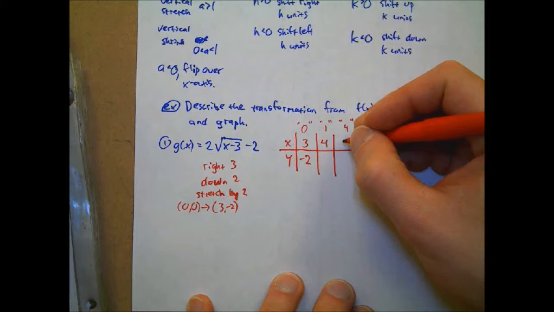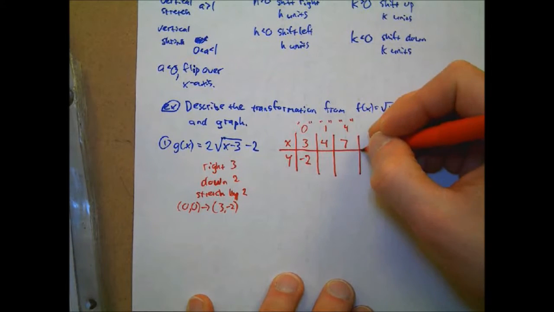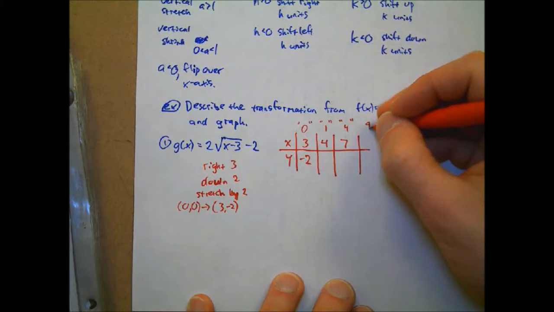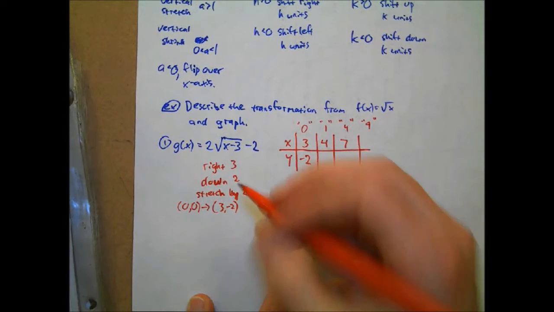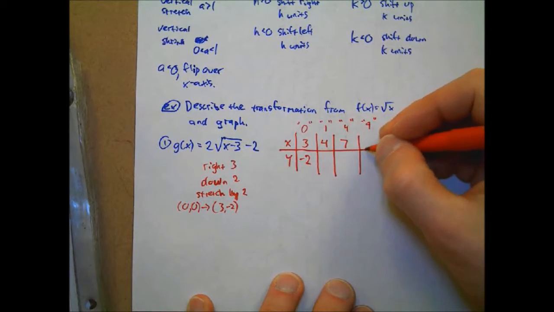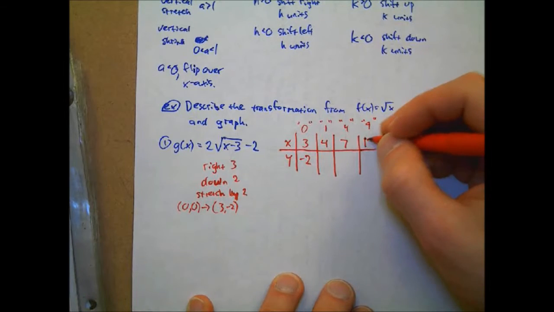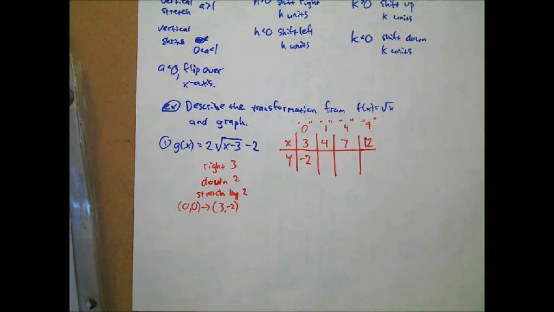7, right. Okay, and we'll do one more here just to finish it off. What about that 9? Our next perfect square after 4 is 9, but we're going to go right 3 from that. So now we are at what? Right 3 from 9, sorry. 12, yep. Okay, so those are our new x values.